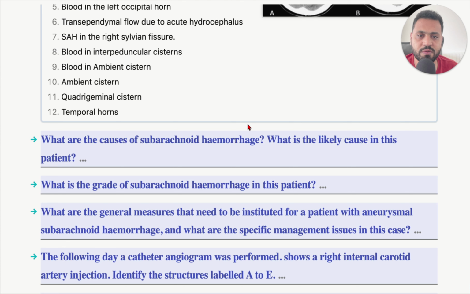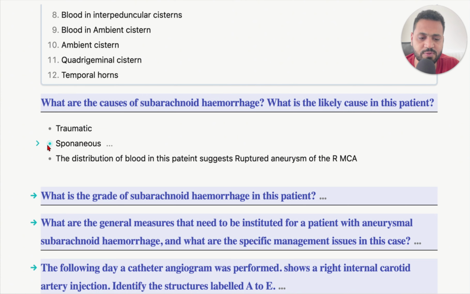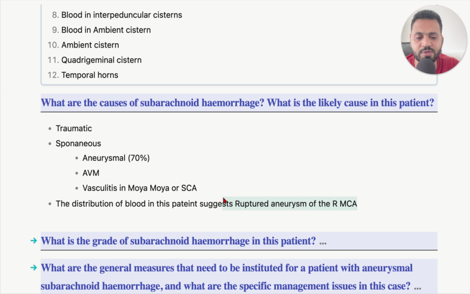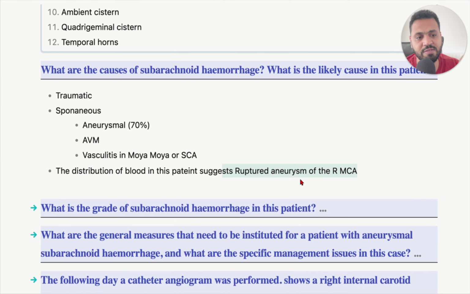Given the distribution of the blood, I would consider it very likely a right MCA, or middle cerebral artery, aneurysm, given the presence of blood in the right sylvian fissure. So between traumatic and spontaneous causes, the distribution suggests a ruptured aneurysm on the right MCA. As for the grade of subarachnoid hemorrhage in this patient, there are 2 different grading scales you can use in aneurysmal subarachnoid hemorrhage patients, which will be mentioned later on in this video.